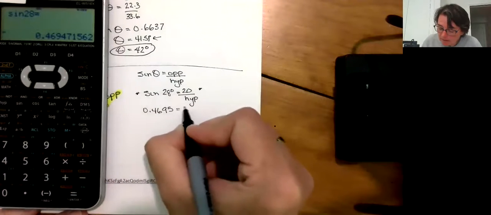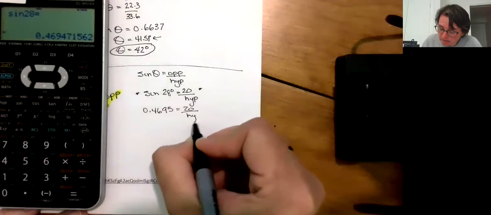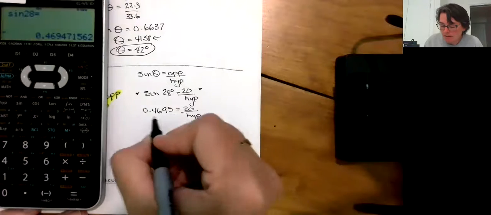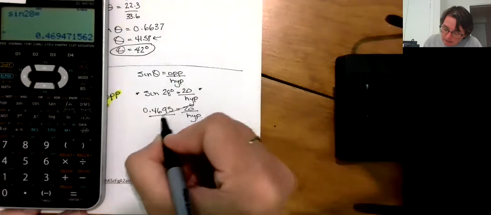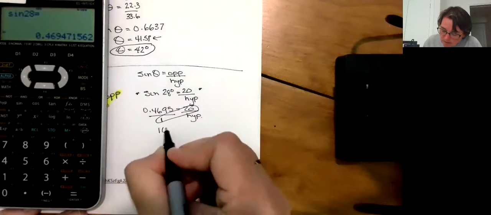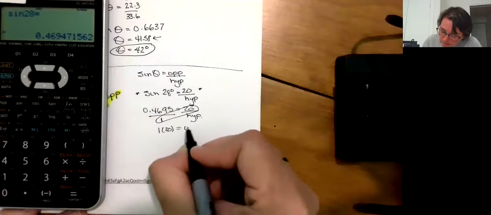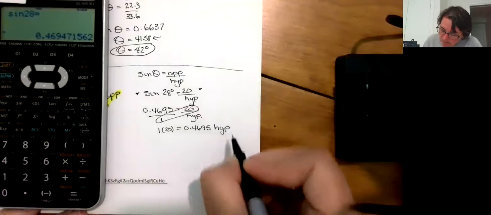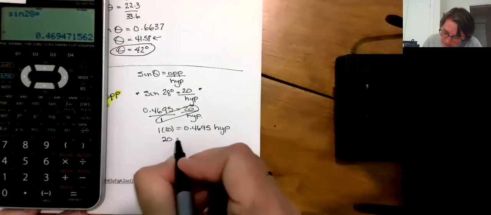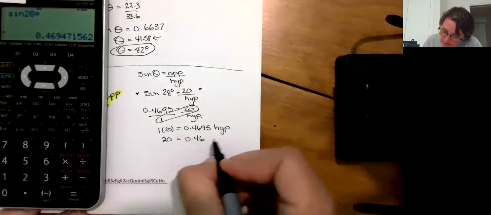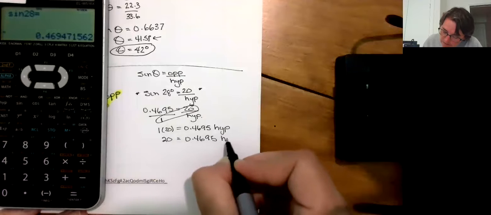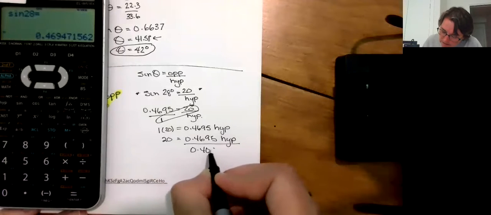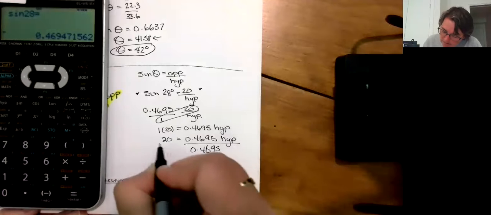0.4695 is 20 over my hypotenuse. As always, if I'm looking for either the top or the bottom down here, I might cross multiply. So 1 times 20, 0.4695 times hypotenuse. 20 is equal to 0.4695 hypotenuse. Divide by 0.4695.